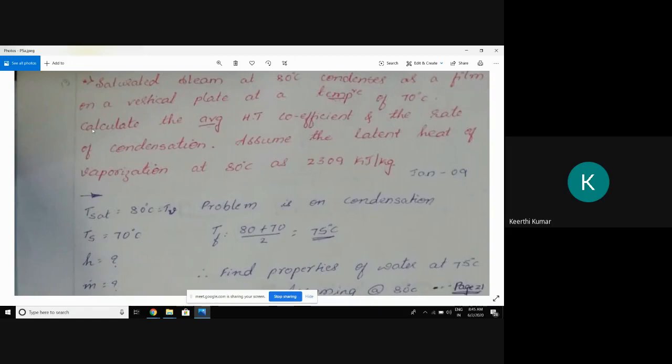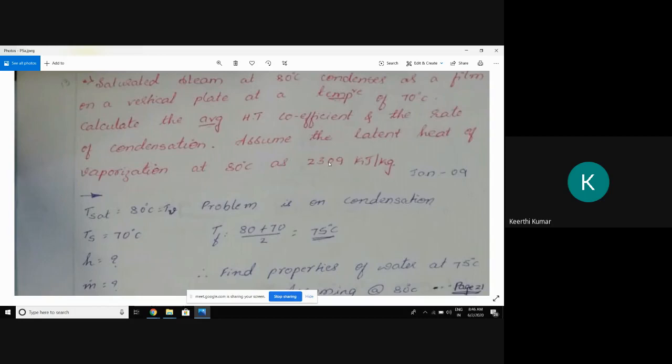What is he asking to calculate? Calculate the average heat transfer coefficient. Average heat transfer coefficient is nothing but h average. h average he is asking. And the rate of condensation. This rate of condensation is nothing but m dot. m dot is the rate of condensation. Earlier, he used to ask rate of evaporation in boiling, but in case of condensation, he can ask rate of condensation.